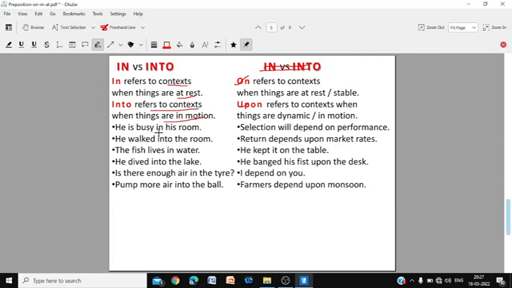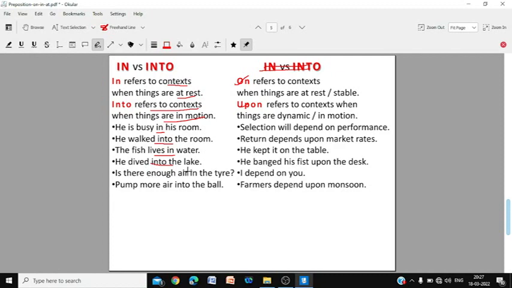He is busy in the room. He is sitting quietly but busy in the room. He walked into the room. Walking into the room, motion. The fish lives in water. He dived into the lake, motion, dived into.